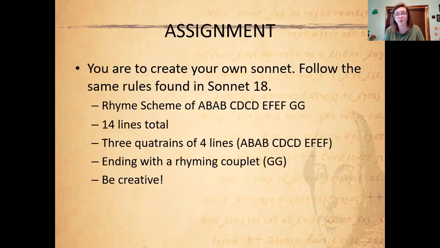And now here's your assignment. You create your own sonnet, sorry. Follow the same rules that are found in Sonnet 18. Use the rhyme scheme, okay?